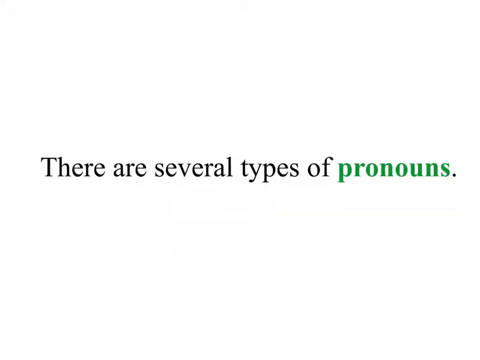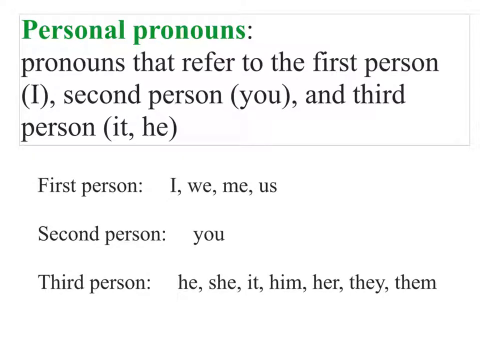Okay, as I said before, there are several types of pronouns. Personal pronouns are pronouns that refer to the first person, second person, and third person. So it refers to people, usually. So, for example, first person pronouns would be I, we, me, and us. Second person personal pronoun would be you. And third person personal pronouns would be he, she, it, him, her, they, and them.